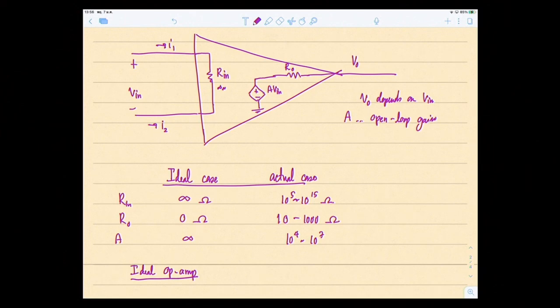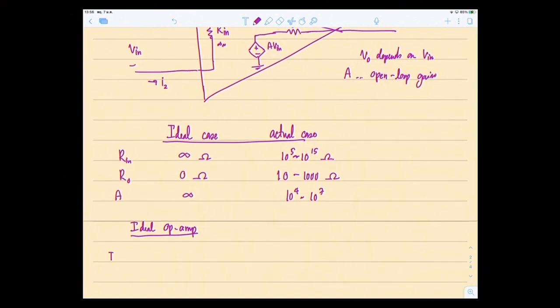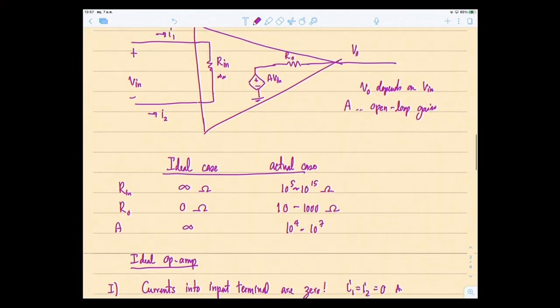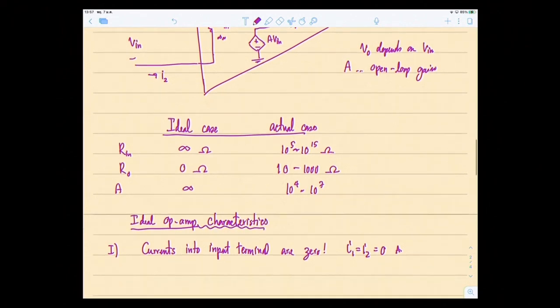So we conclude, number one, that the currents into the input terminals are zero. I1 equals I2 equals 0 amps because R in is so high. So that's one characteristic of the ideal op amp. First one, currents into input terminals are zero.